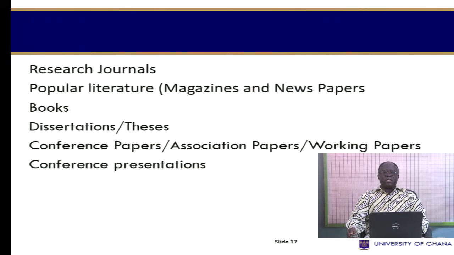Now, let's look at types of literature. The types of literature you come across include journals, popular literature like magazines and newspapers, books, dissertations and theses, conference papers, association papers, working papers, and conference presentations.